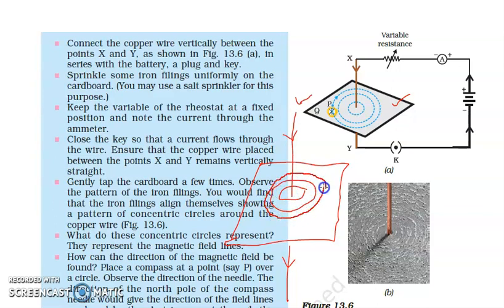Now one of the major conclusions that we can draw from such an activity is, it is as simple as that, the direction of magnetic field lines will be along this direction, because we know that iron is a magnetic material.